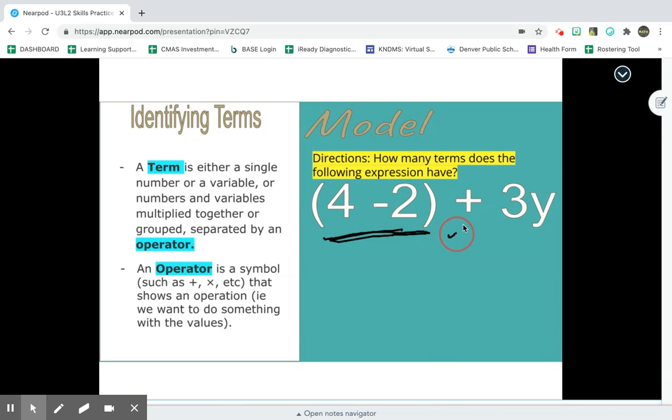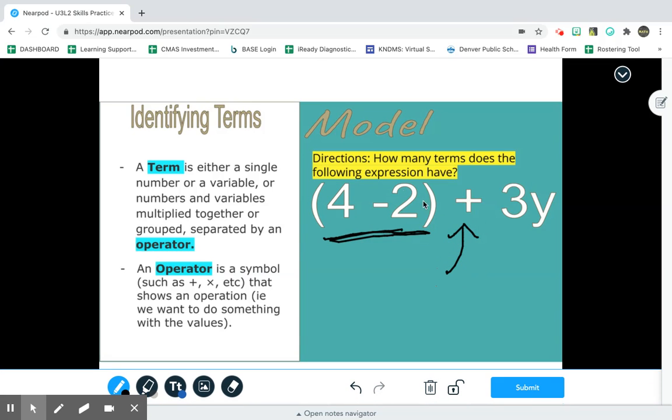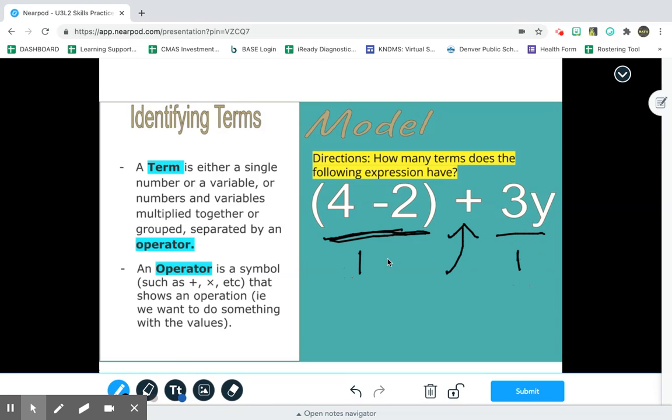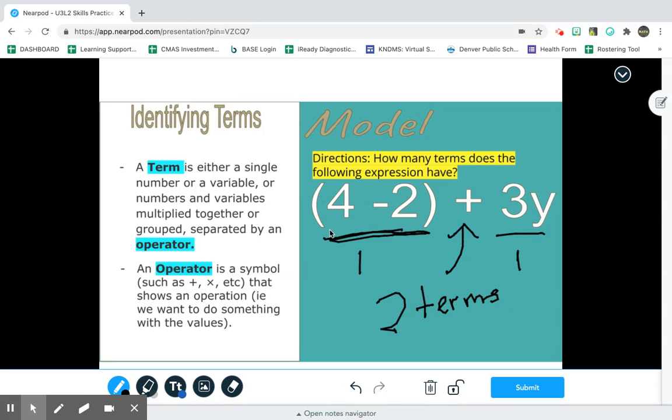So the actual operator is just this plus sign, which means that this entire grouping right here, 4 minus 2, is one term. And this over here is a term on its own too. So actually, I only have two terms. And once again, the reason for that is because this right here is grouped. So we look at it as just one thing, not as separate parts. It's not 4 minus 2, it's 4 minus 2 all grouped together, which is why it's a term. The grouping here, the parentheses, makes us look at it as just one term. So anytime you see a grouping, you've got to be very careful because that tells you that it's a term by itself.